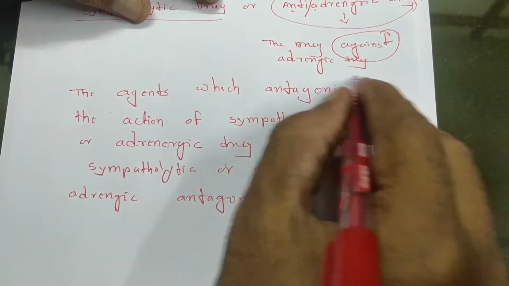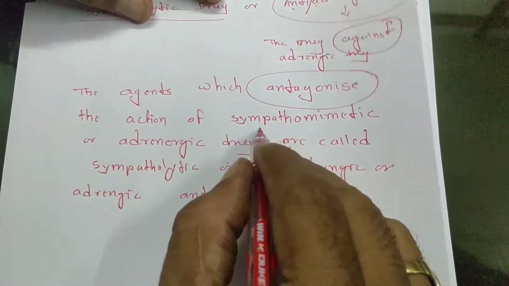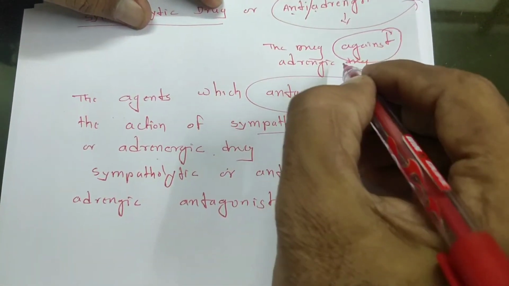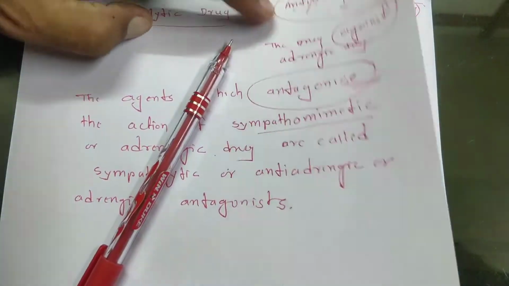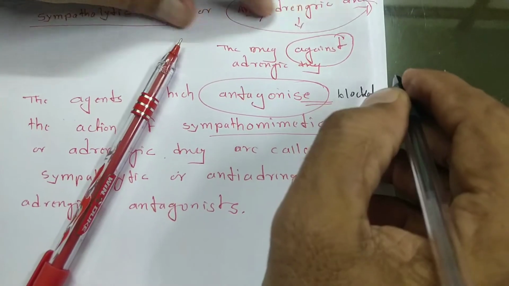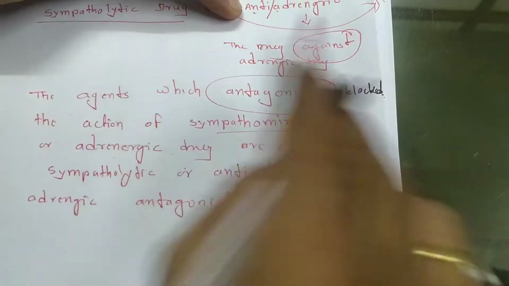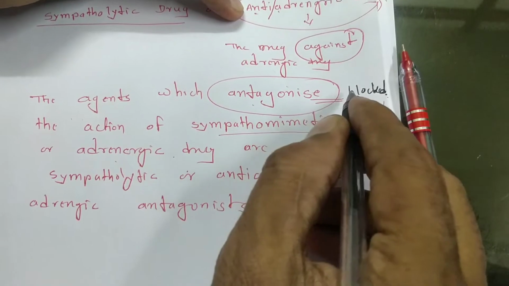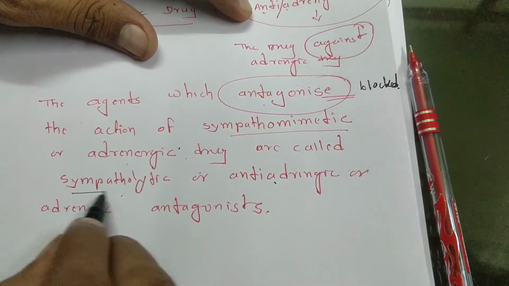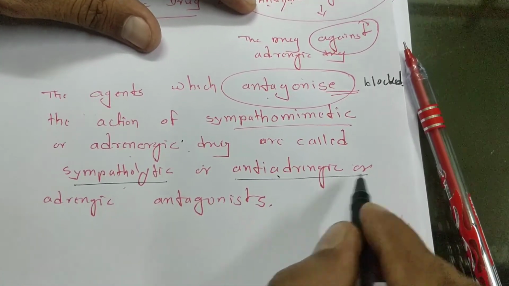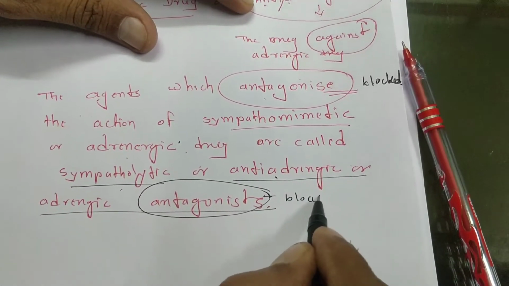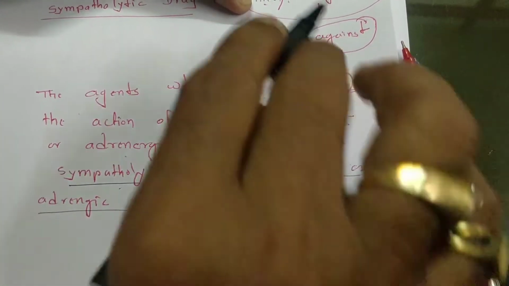The agent which antagonizes the action of sympathomimetic or adrenergic drugs means those drugs block the action of the agonist. This blocking of the action of adrenergic drugs is called sympatholytic drug, anti-adrenergic drug or adrenergic antagonist. Antagonist is called the blocker. Okay, now these are the definitions.